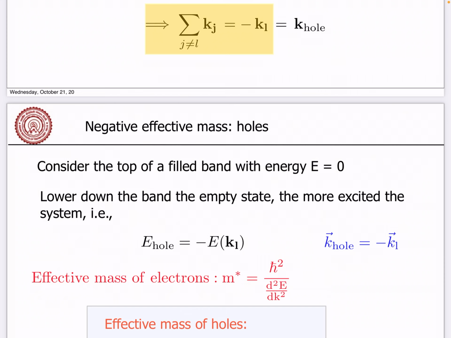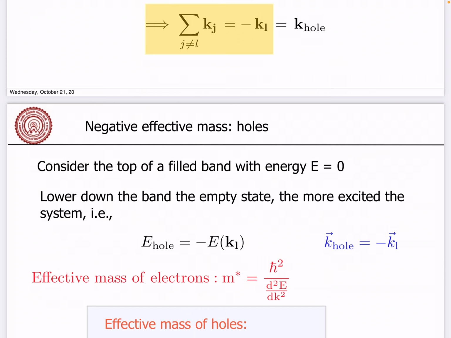right? A few electron volts, right? So that we are considering as 0, right? So that is our reference, 0. Okay, so now if we consider this as 0, now lower down the band, the empty state. So now we have said that we have created an empty state. Now this empty state, if it is much lower down the band, then this state will be more excited, right?